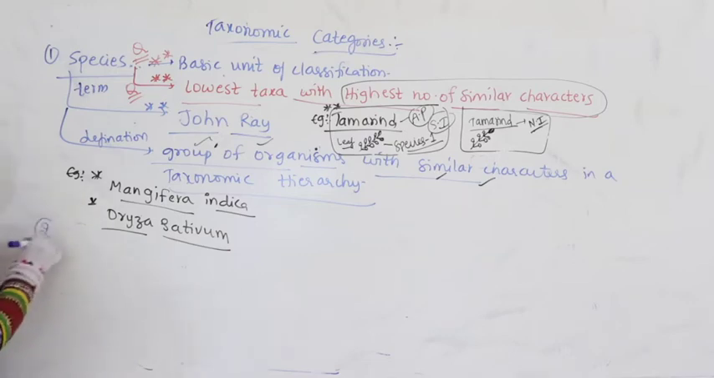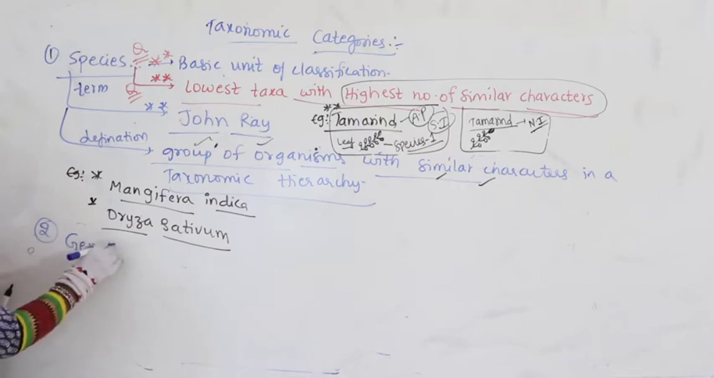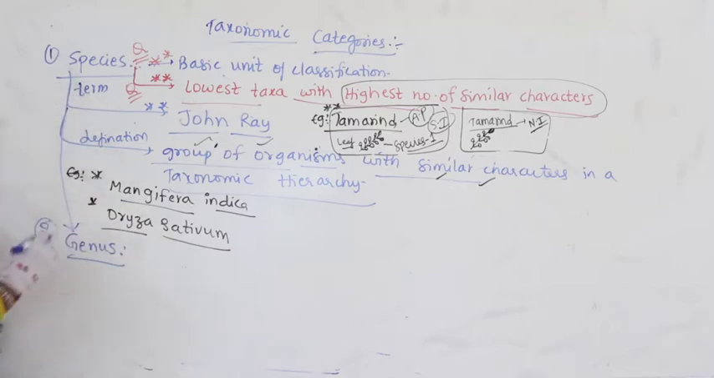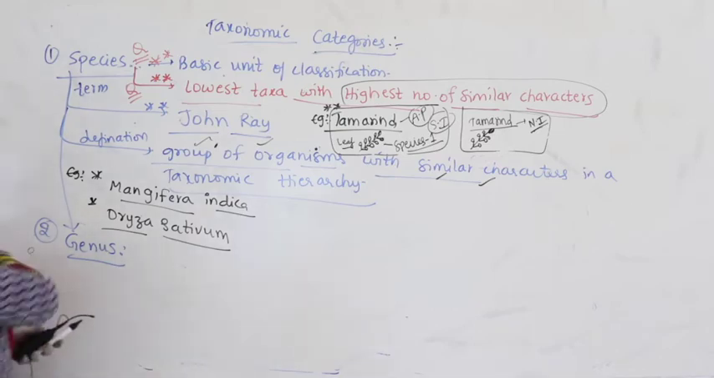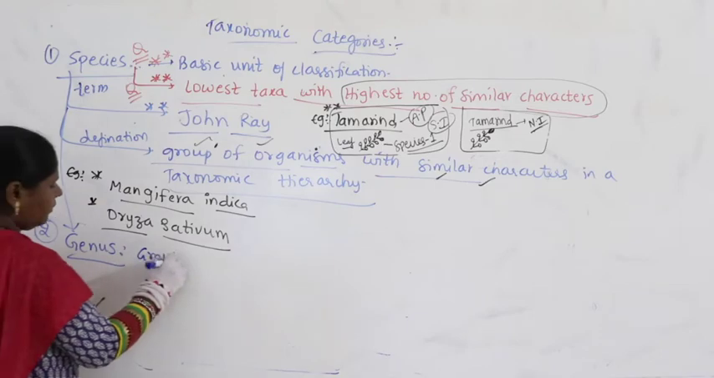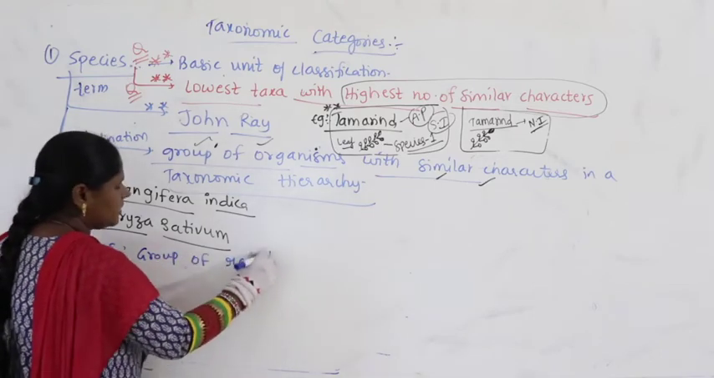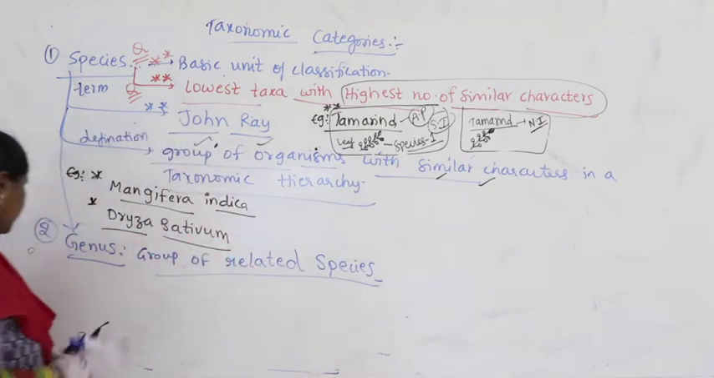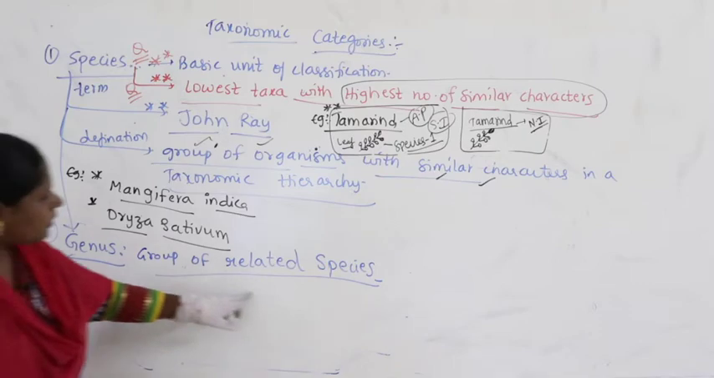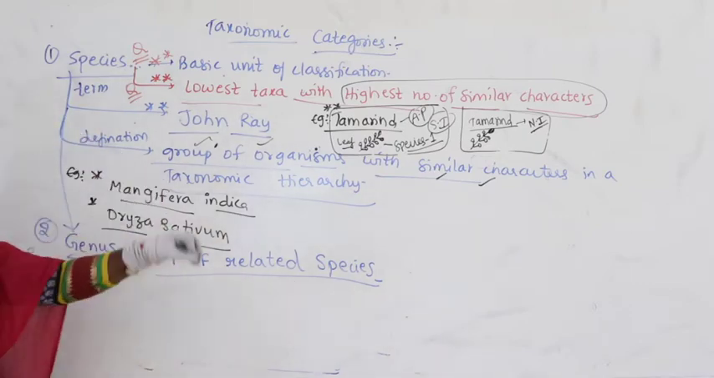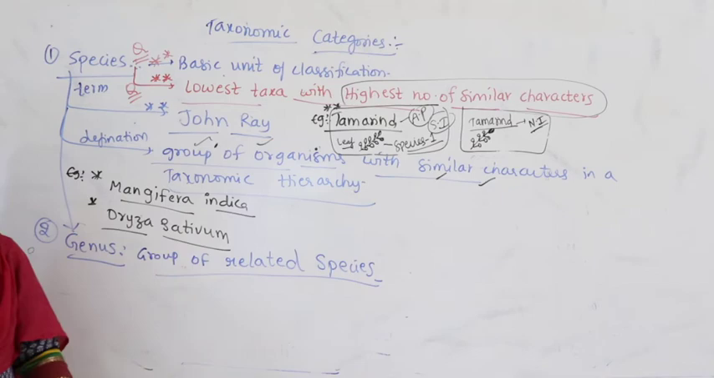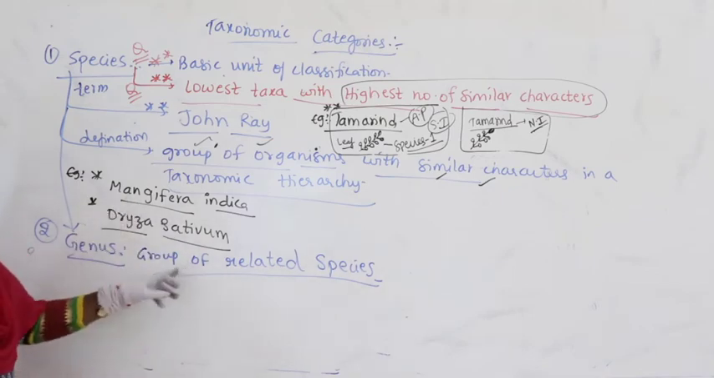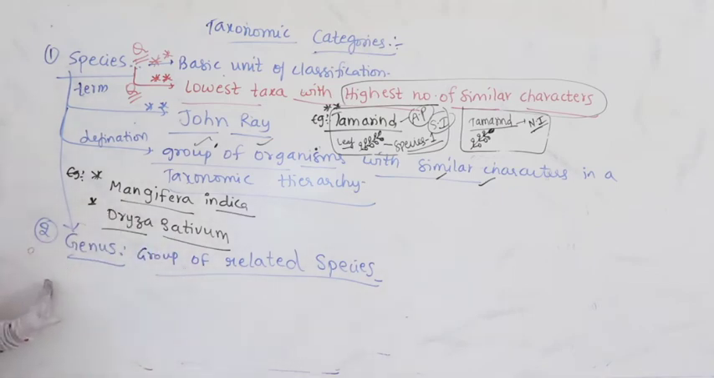Now, let us go to the second one, genus. Species is kept in the next one, which is called genus. What do we say in the case of genus? We say a group of related species. When you say genus, it is a group of related species. Different species with the same genetic characters belong to the same genus, so they are kept in a particular genus. A group of related species is called genus.